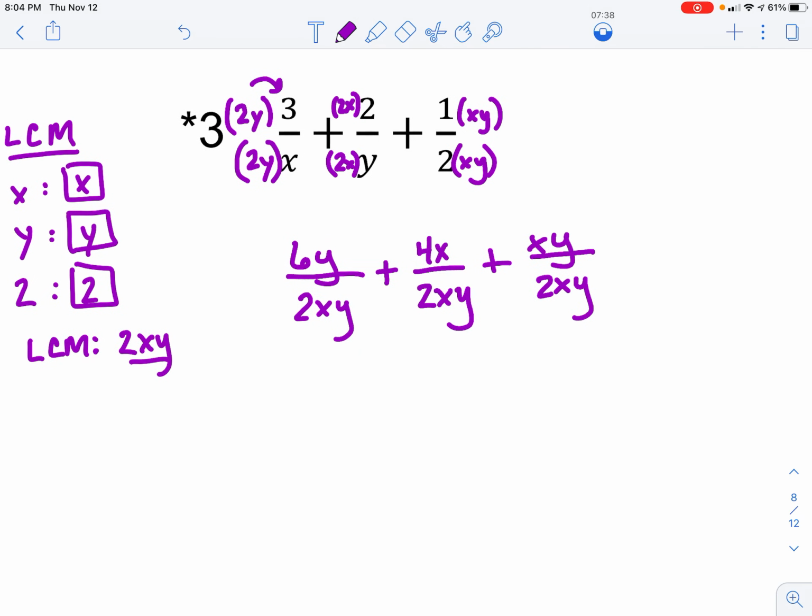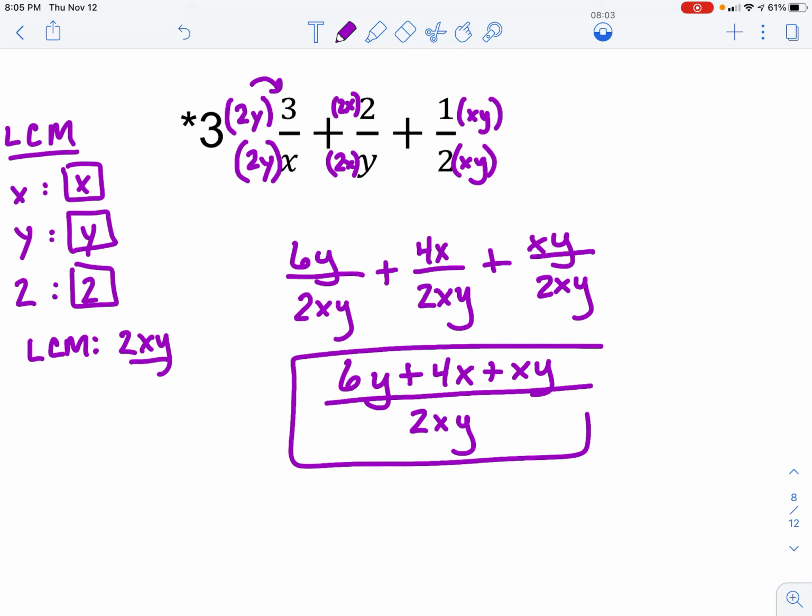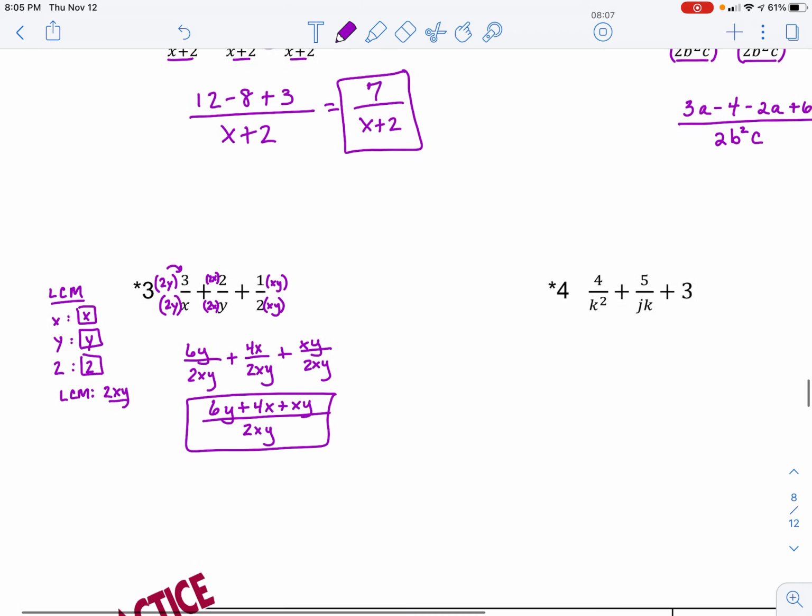Okay, so now they all have the same denominator, and now I'm just going to add these together. So I have 6y plus 4x plus xy all over 2xy. There's nothing else that I can combine. 6y is a y term, 4x is an x term, and xy is an xy term. So that is fully simplified, and that's your answer to that one.